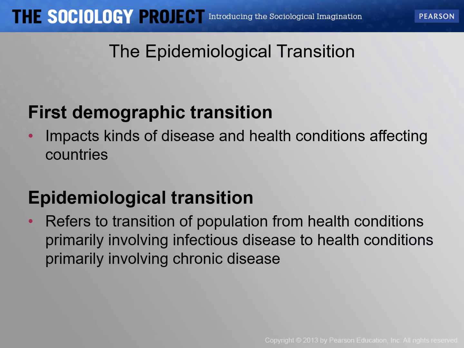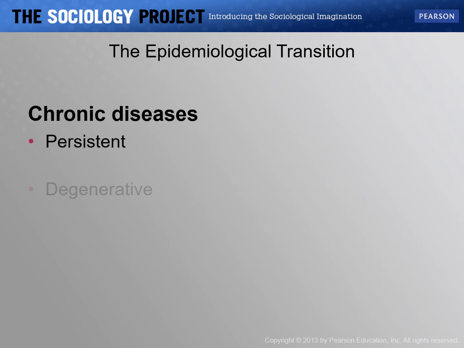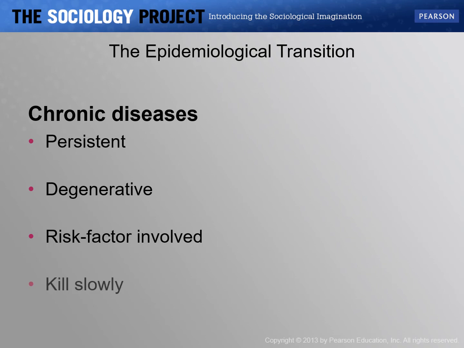It refers to the transition of populations from health conditions primarily involving infectious diseases to health conditions involving chronic diseases. So people in Uganda die from things like tsetse fly infections and malaria, which are unheard of in the United States. People die here from heart and lung disease and cancer, which are related more to consumption. Chronic diseases are persistent and degenerative, with risk factors involved, like being obese, and of course they kill people very slowly.